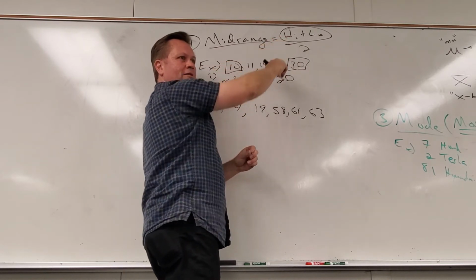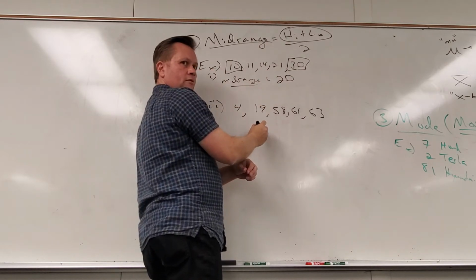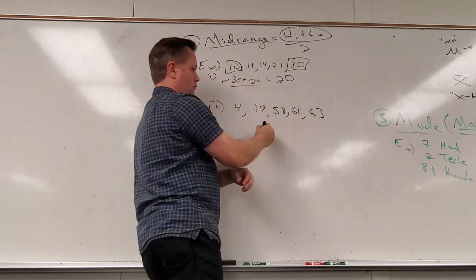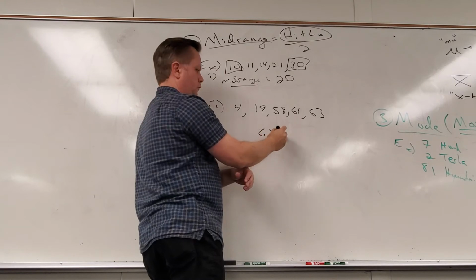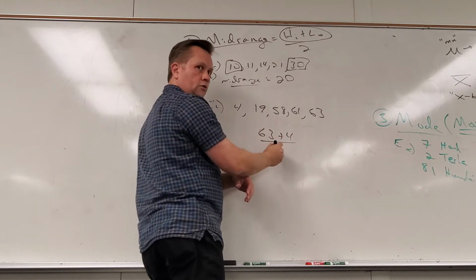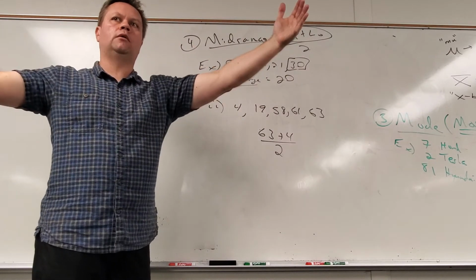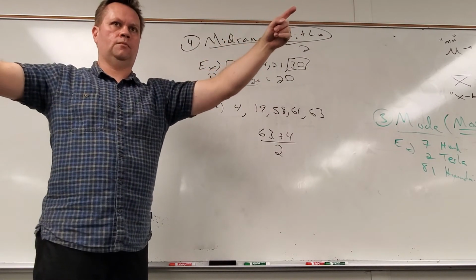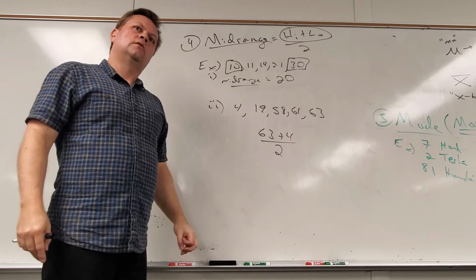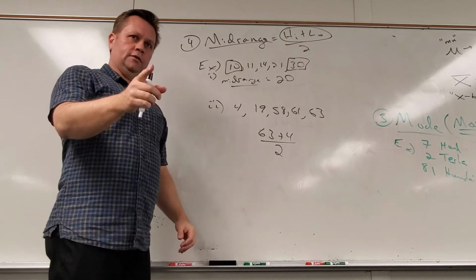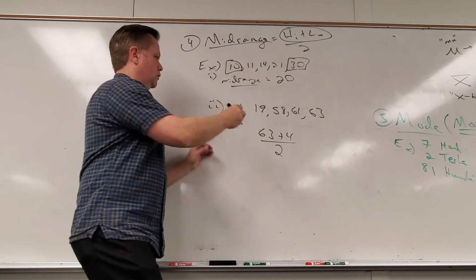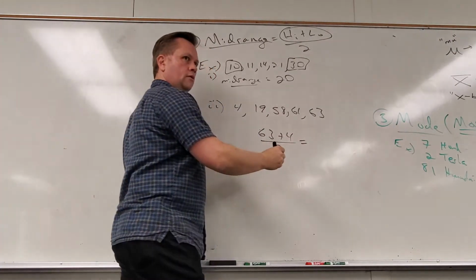What's the highest one? 63. Oh, yeah, 63. What's the lowest one? 4. And then divide those by 2 because I'm going to take the average of those to get the middle of the range. So whatever is the biggest number, that's the high, and the low is the lower number. Yes. Okay, I get that.